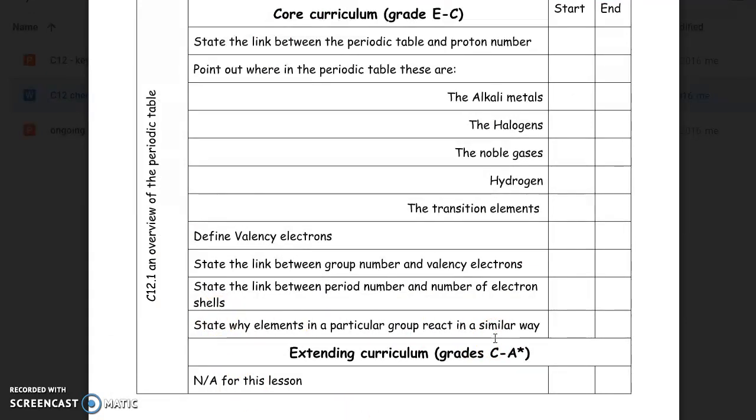So if we come back to here, why do they react in a similar way? Well, because they have the same number of valence electrons. So they will all form the same kind of ions, and they will all react with the same kind of other atoms to form similar kinds of compounds.